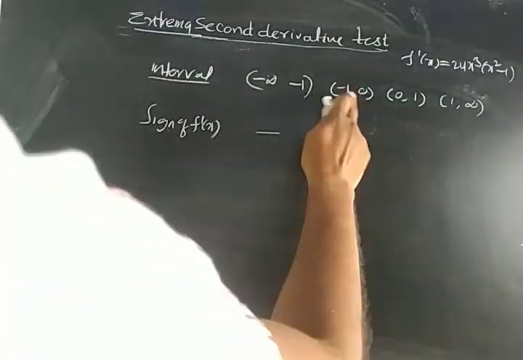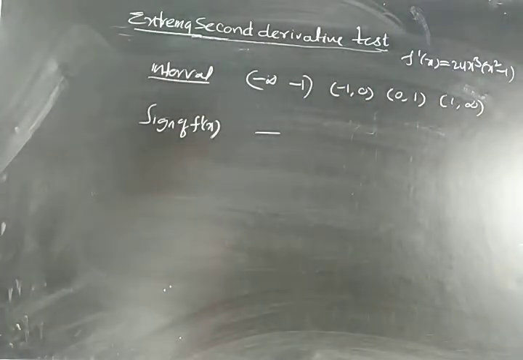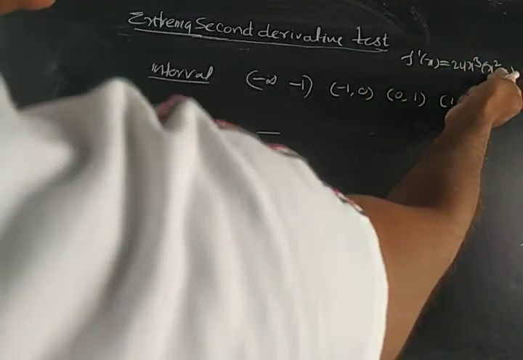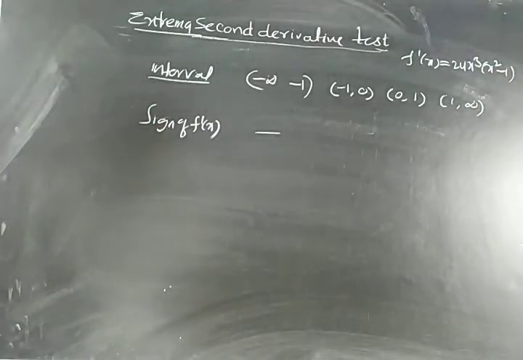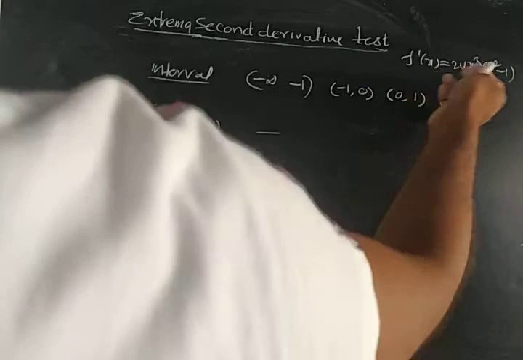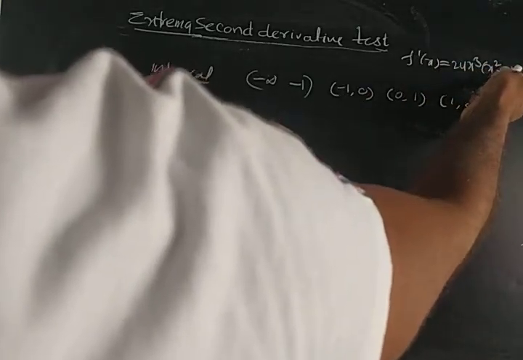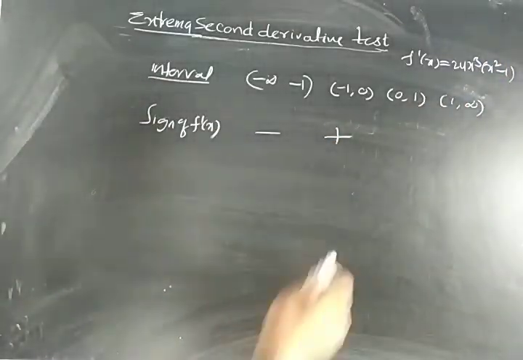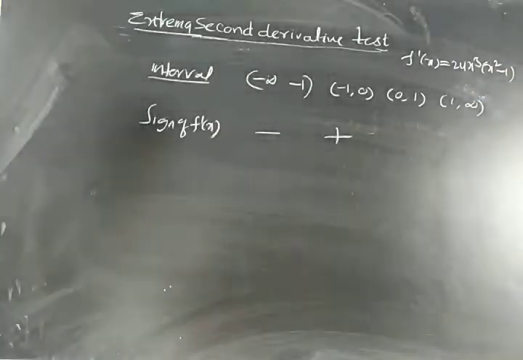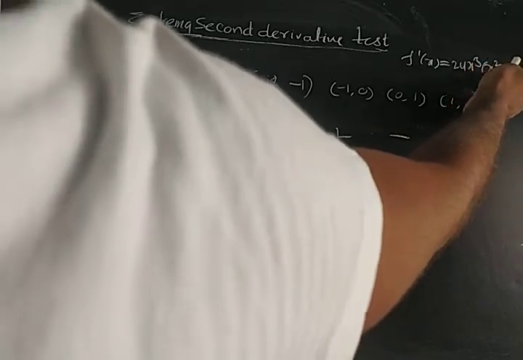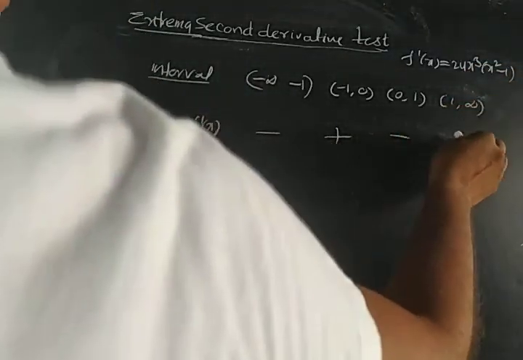So minus 1 to 0, suppose I am taking minus 0.5. Minus 0.5 whole cube is negative, and minus 0.5 whole square minus 1 is also negative, so automatically positive. From 0 to 1, taking 0.5, the cube is positive, the other factor is negative, so you are getting negative. Next, 1 to infinity, always positive.